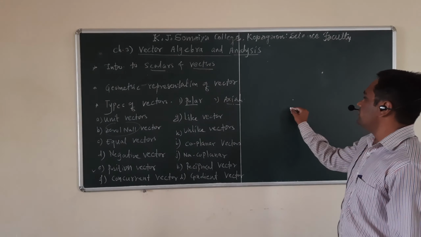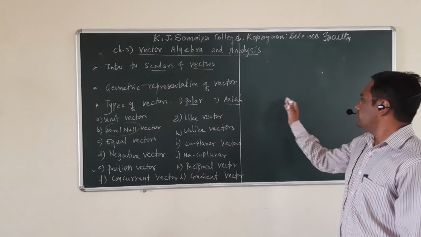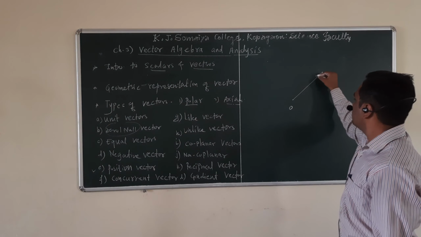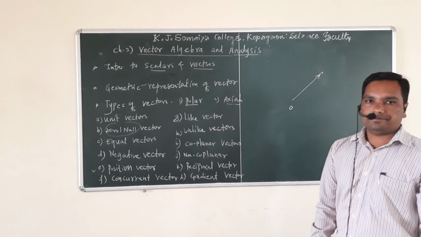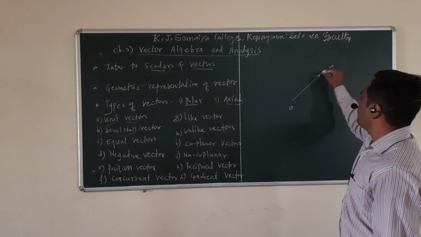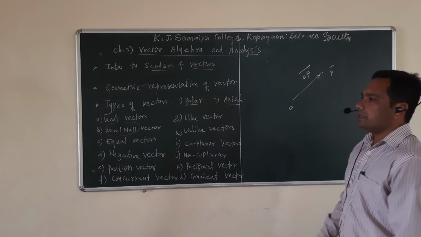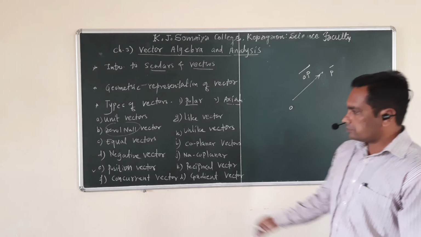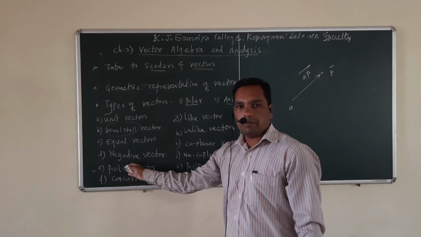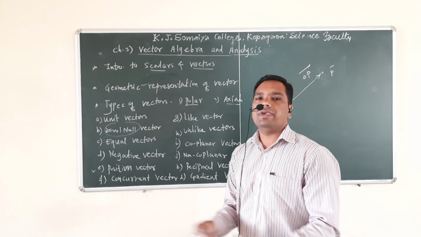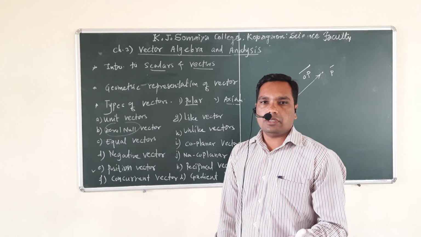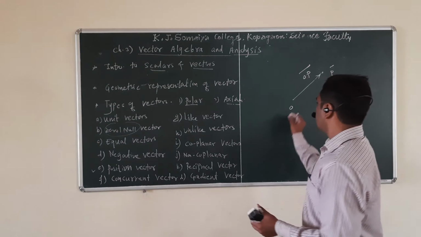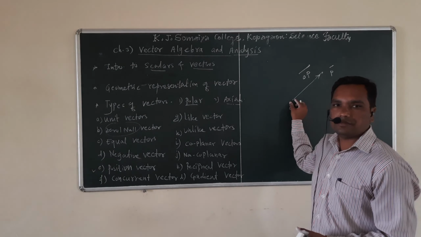I can take origin over here. You can take origin anywhere. And connect that point, say that point as OP. So vector OP is nothing but the position vector. What is meant by position vector? We can show the position of any object with respect to some arbitrary origin.